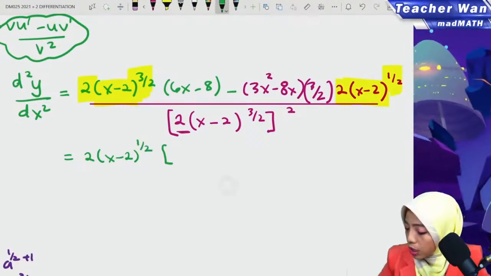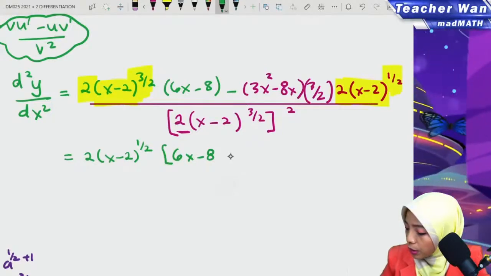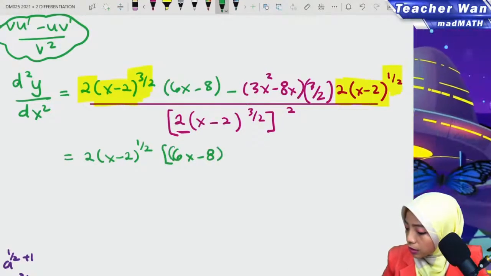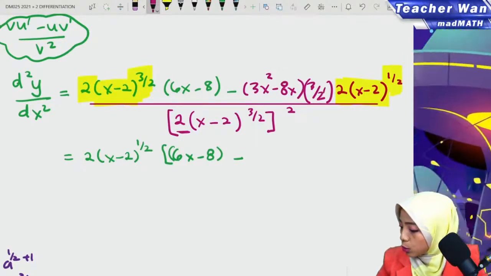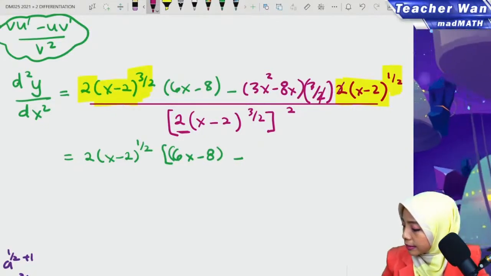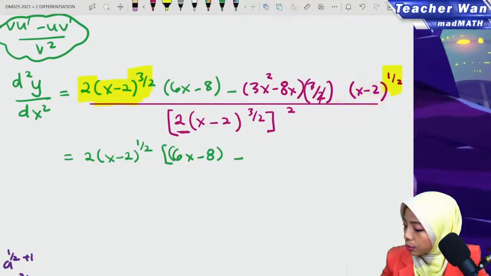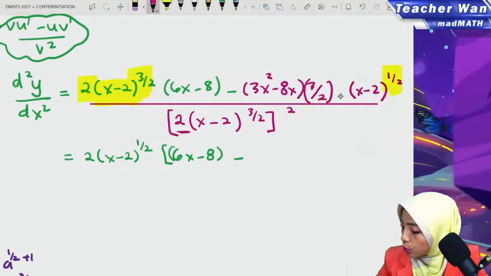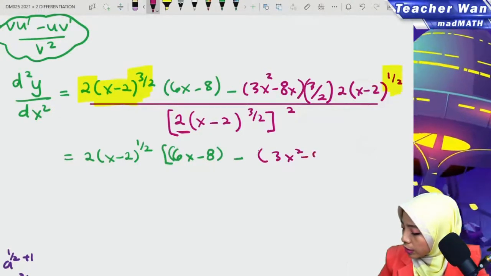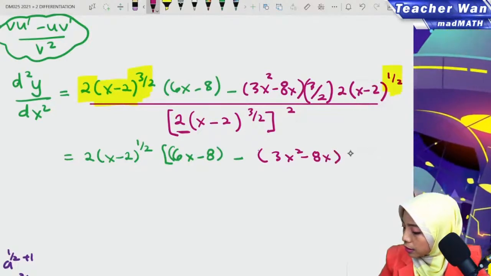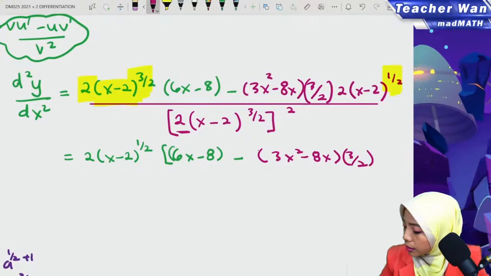Alright, so now 6x minus 8. Okay, we have to take that out. Minus with 2 and 2 cancel. Oh no, bukan cancel. Tadi 2 tadi yang bawa keluar tadi. Sorry. So kita masih 3 over 2. So we write everything here. 8x 3 over 2. That's it. Okay, 3 over 2.